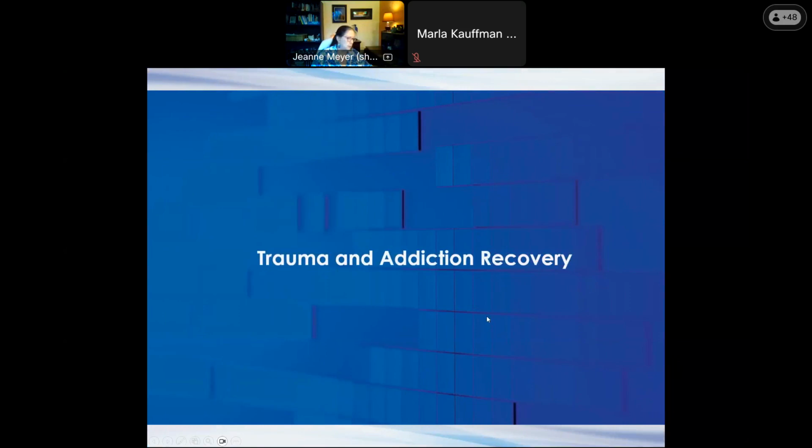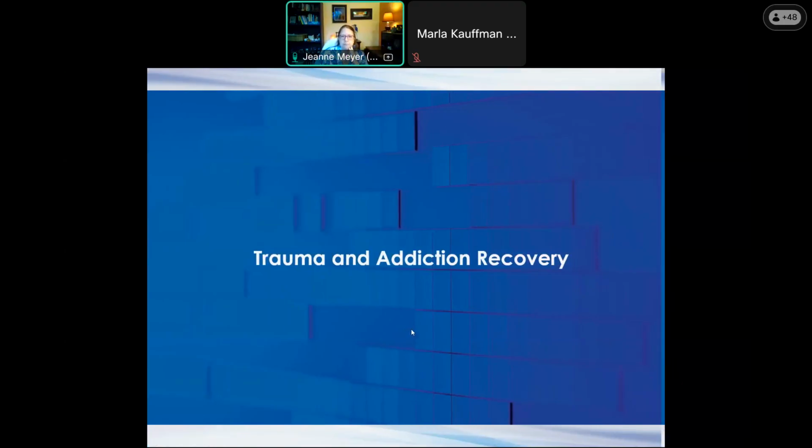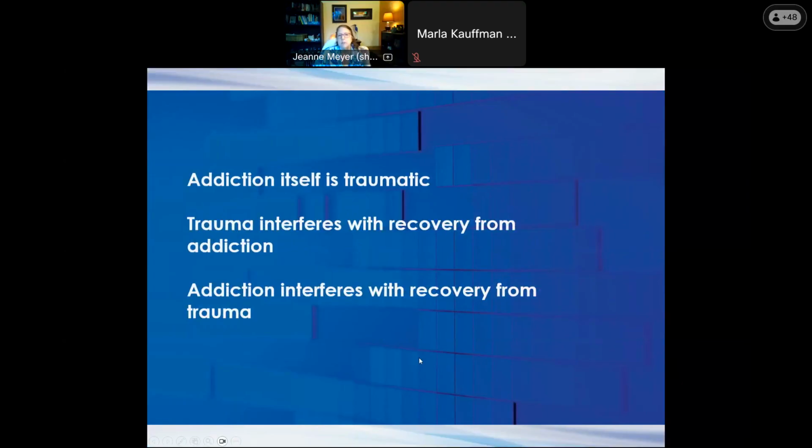Okay, so the best strategy is to do both at the same time. Having addiction itself is traumatic. You feel out of control. You do things that are not okay with you or anybody around you. And that in itself is traumatic, plus all the things that you experience. So trauma interferes with recovery from addiction, and addiction interferes with recovery from trauma.